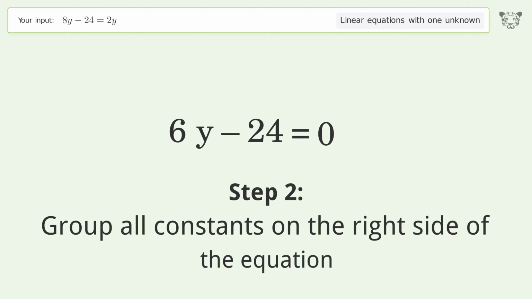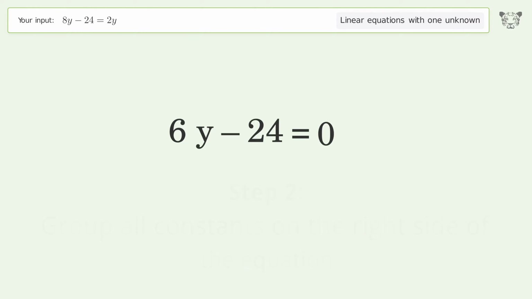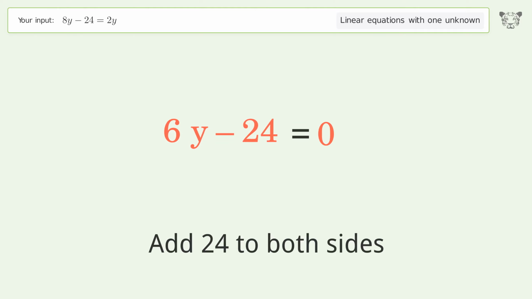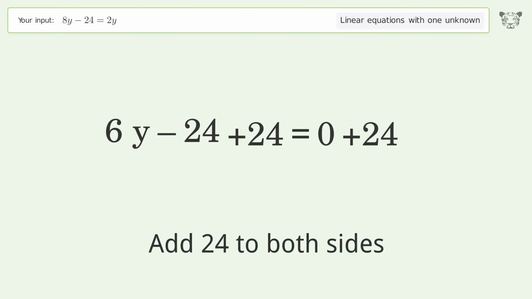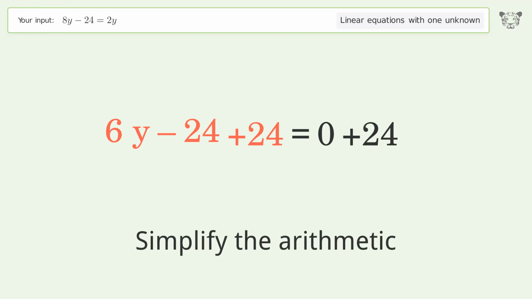Group all constants on the right side of the equation. Add 24 to both sides. Simplify the arithmetic.